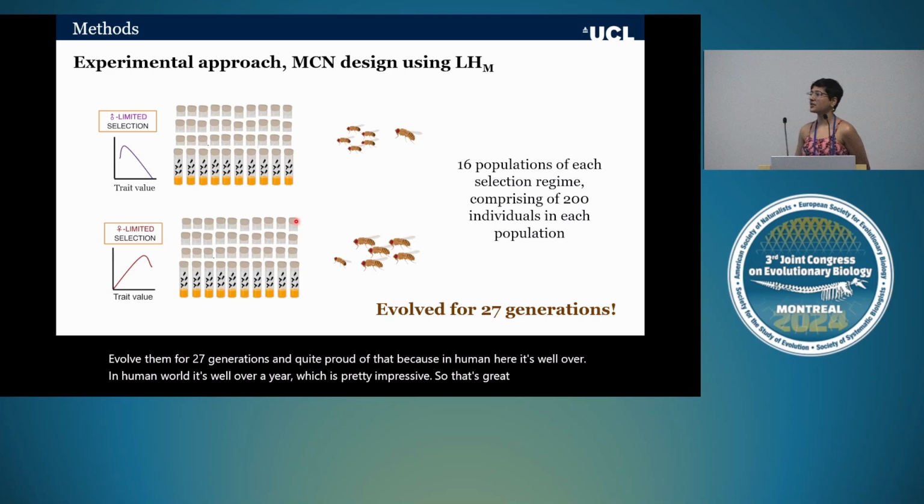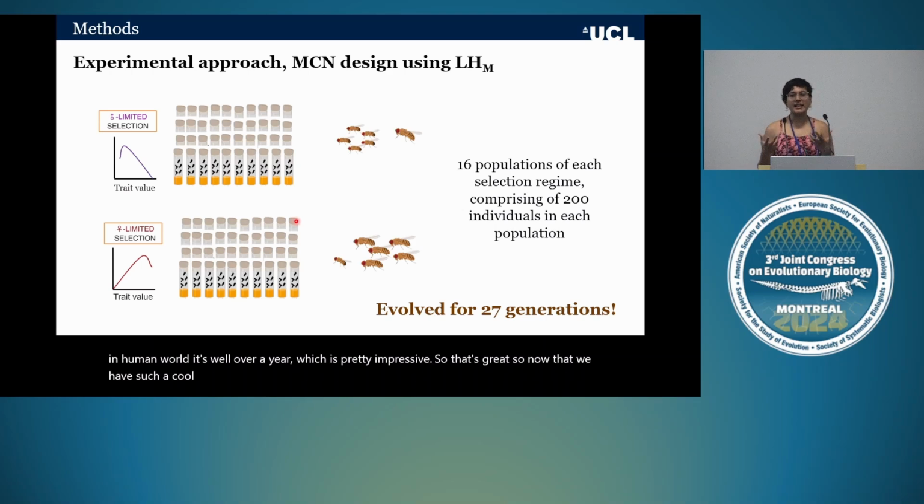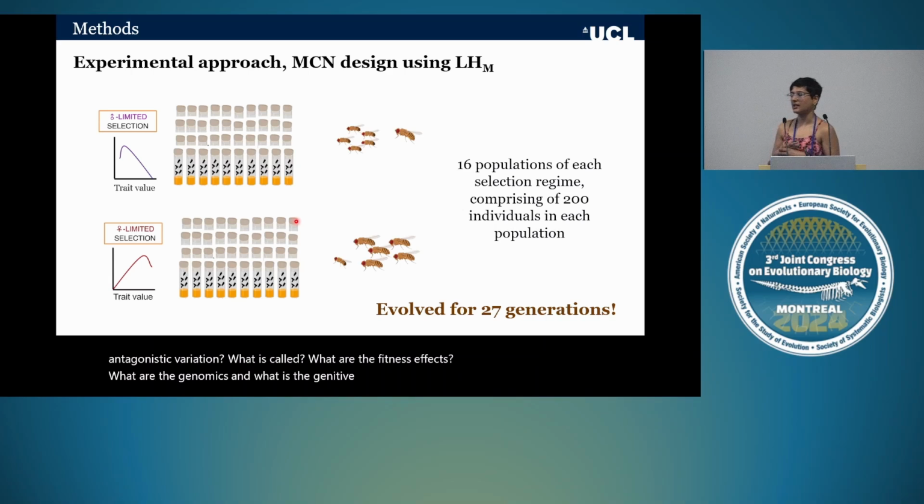So now that we have such a cool system, we can try and address the key questions that I showed you before. What is causing these? Are there any sexually antagonistic variations? What are the fitness effects? What are the genomics, and what is the genetic basis of these sex-limited experimental evolution flies?